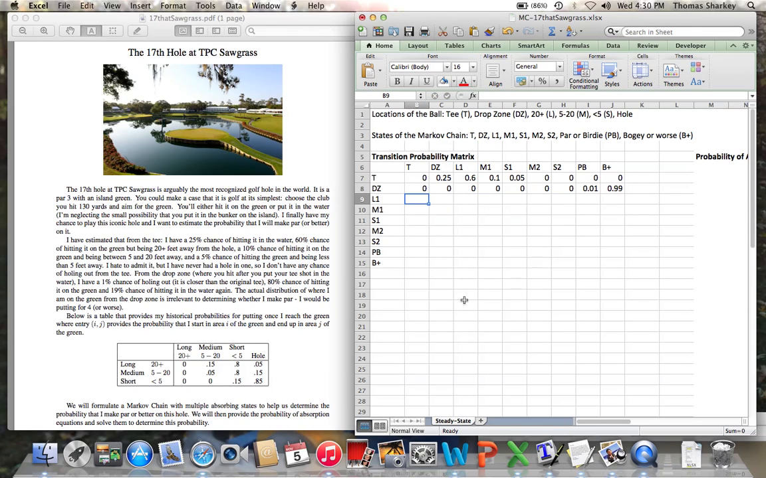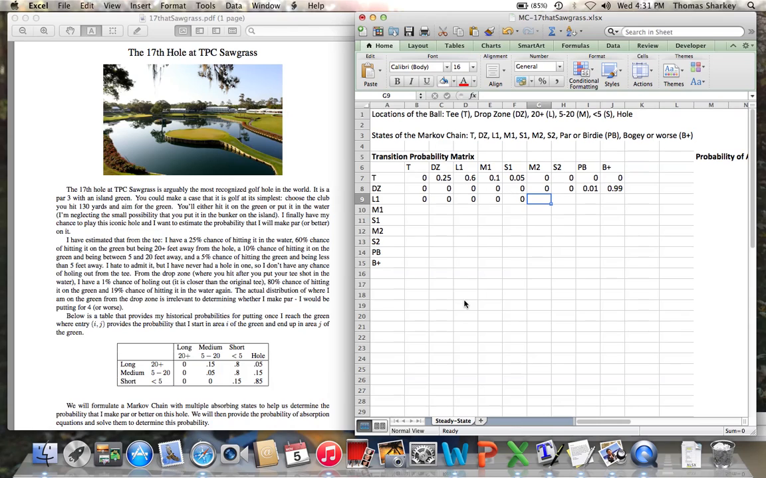Now we look at L1. Well, if I'm on the green after 1 shot, so after my tee shot, I cannot end up back on the tee. I cannot end up in the drop zone. I cannot end up in L1, M1, or S1 because I'm going to take a 2nd shot before I move. So I cannot end up being in a state where I've only taken one shot when I transition out of L1.